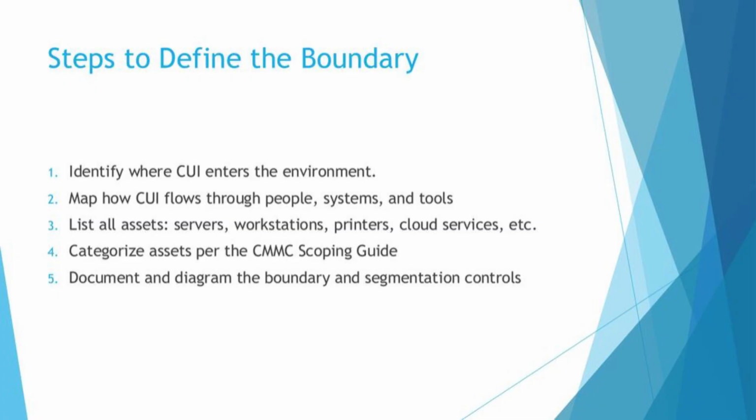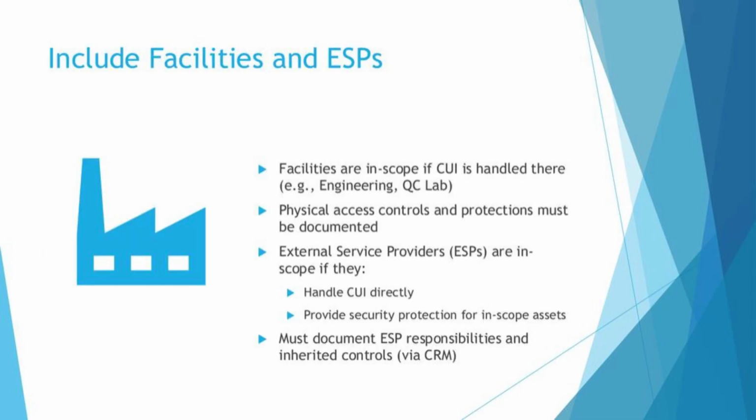5.2, including facilities and ESPs. Let's double-click on two areas that often get fuzzy: facilities and external providers. First, facilities. If CUI is handled in a building, that building is in scope. Correct. If CUI is stored, processed, or discussed, say, in engineering meetings, on the production floor, in the secure server room, that physical space falls within the assessment boundary.